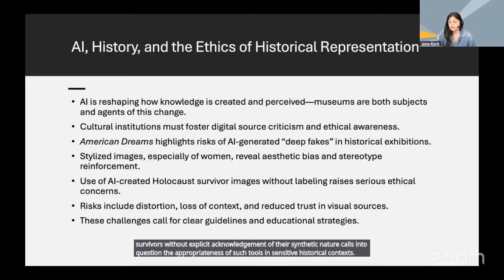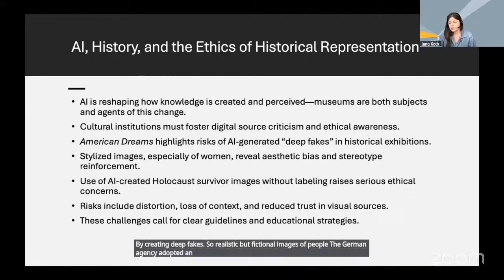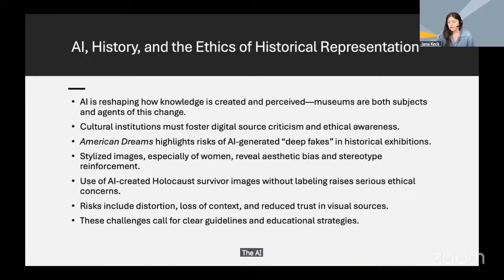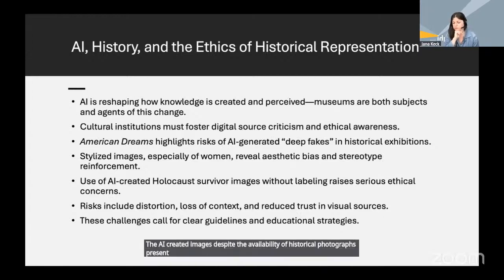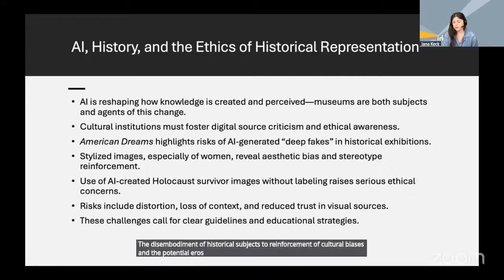By creating deep fakes, so realistic but fictional images of people, the German agency adopted an approach that demands significantly more context and explanation as part of the museum experience. The AI-created images, despite the availability of historical photographs, present a highly stylized and often misleading portrayal of the past. These issues reflect broader challenges in AI's application to historical interpretation: the disembodiment of historical subjects, the reinforcement of cultural biases, and the potential erosion of source transparency.